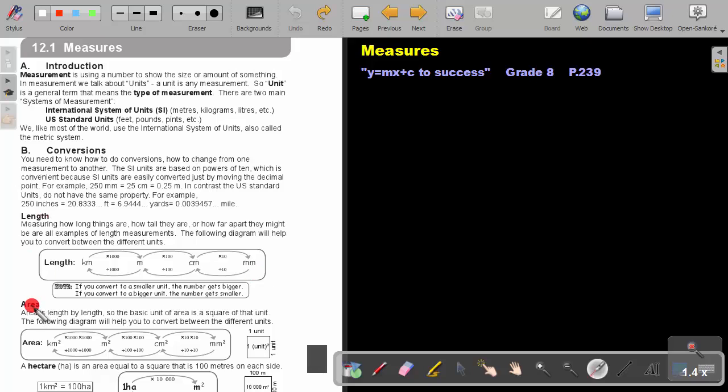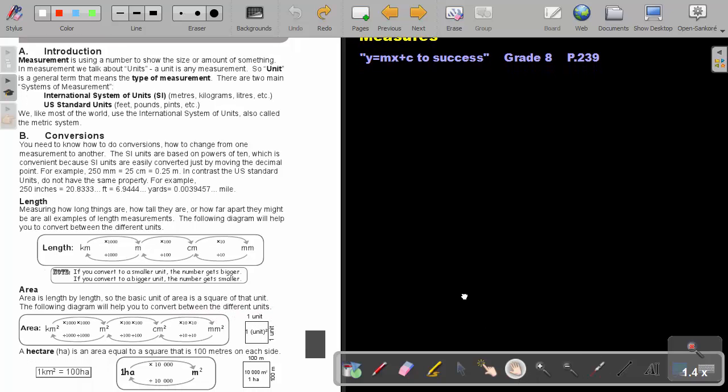Area. Can you remember that area is length times length? So area is length by length. So the basic unit of area is square of that unit. The following diagram will help you to convert between the different units. Let's just move it up.